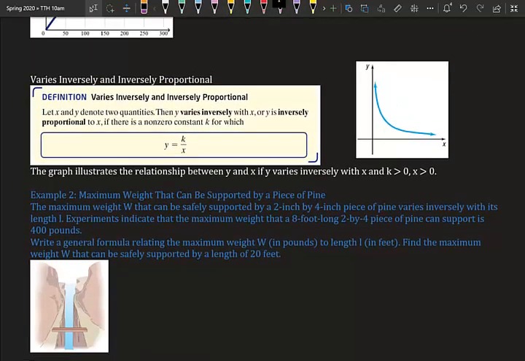All right, so this is directly proportional, and then inversely proportional. So it's the opposite. Let x and y denote two quantities, then y varies inversely with x, or y is inversely proportional to x, if there is a non-zero constant k for which y equals k over x. So meaning, if instead of the words varies directly, you see varies inversely or inversely proportional, we're doing y equals k over x. This graph is what it would look like. When we graph something that is inversely proportional, it's going to swoop down like this.